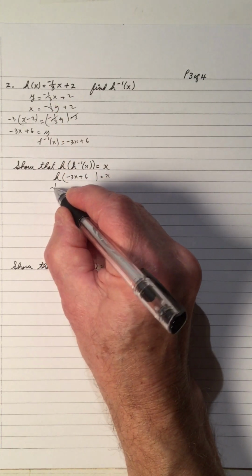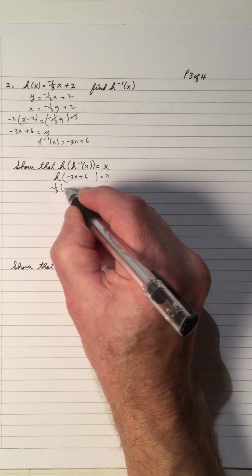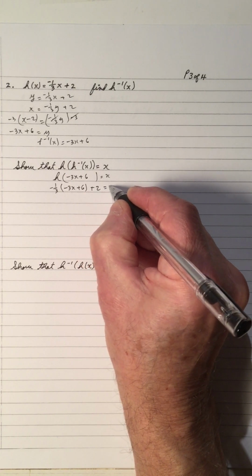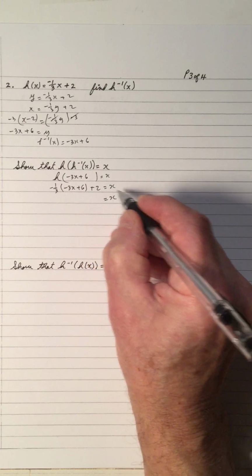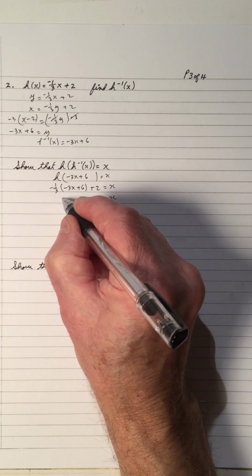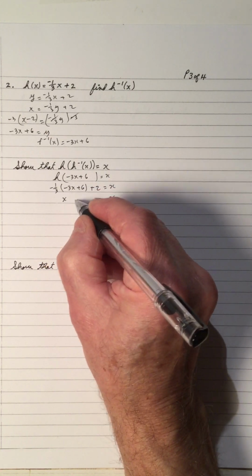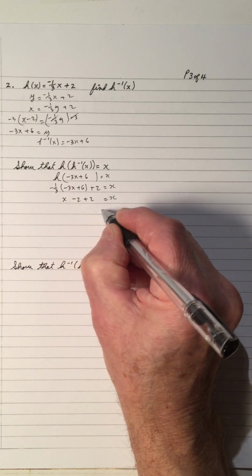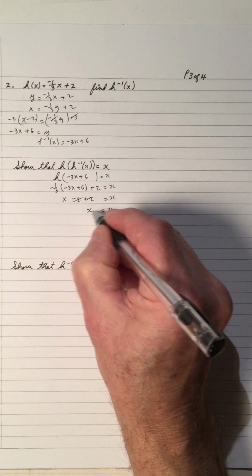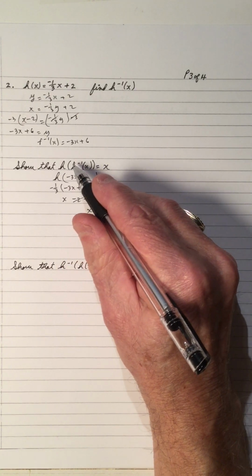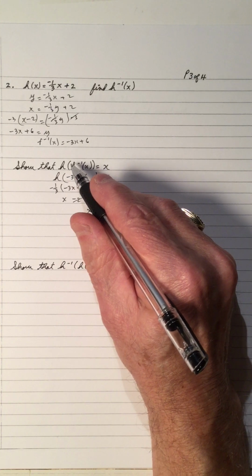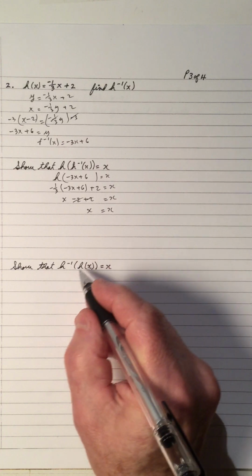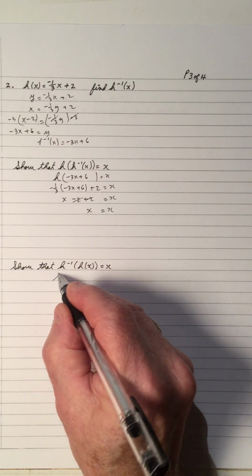So we get negative 1/3 times negative 3x plus 6, plus 2. So if I keep working that out, I should come up with an x. Negative 1/3 times negative 3 is x. Negative 1/3 times 6 is negative 2, plus 2. And you can see they cancel, so I get an x. Again, anytime you take a function and find its inverse, then when you do the composite, you should have an x. And the same way if we do the composite in reverse.